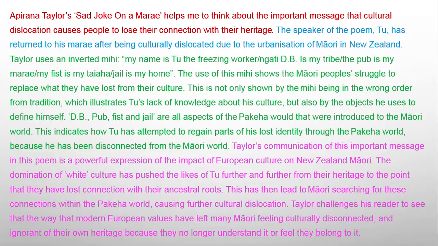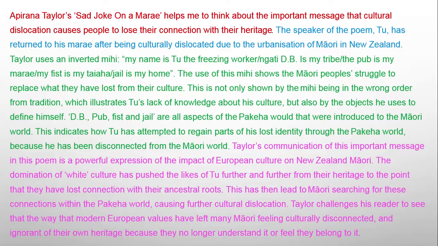So in red, up the top, that is the S, the statement. Then in blue, the explanation. In green is my example. And in pink is my comment. So let's read through it.